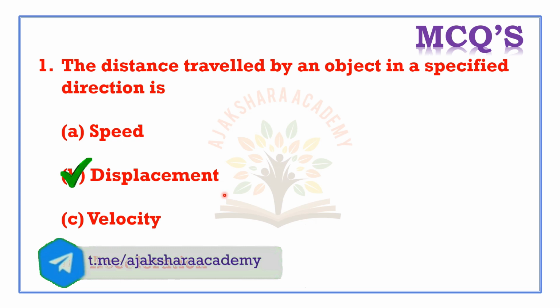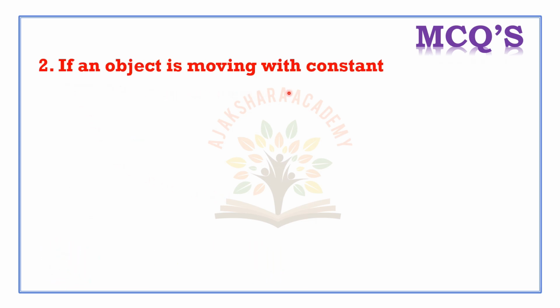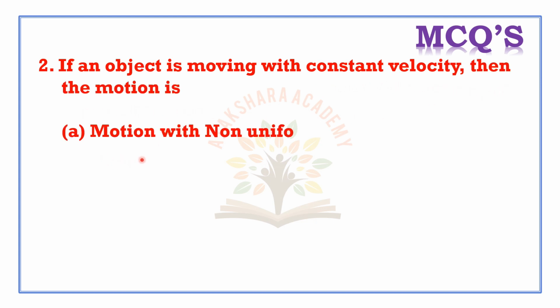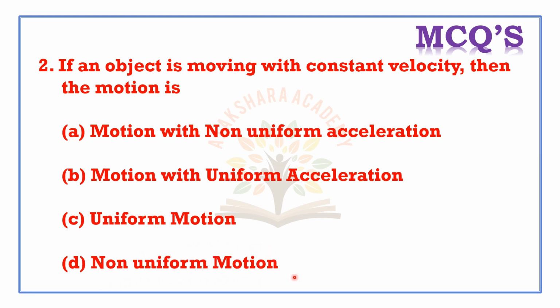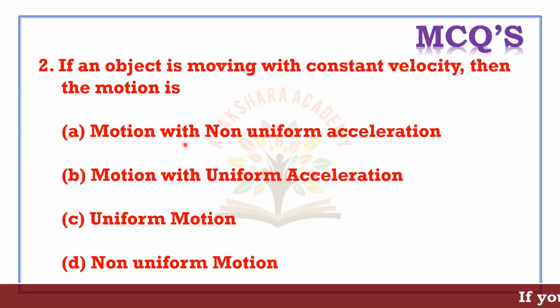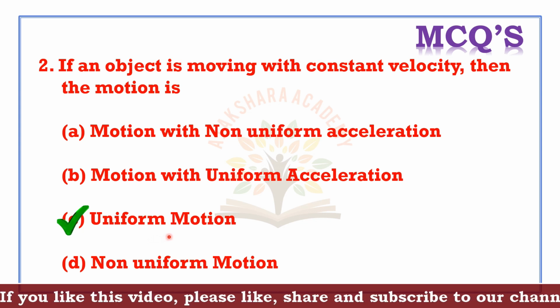Okay, next. If an object is moving with constant velocity, then the motion is: motion with non-uniform acceleration, motion with uniform acceleration, uniform motion, or non-uniform motion. Here in this question, an object is moving with constant velocity. So then the motion is uniform motion.